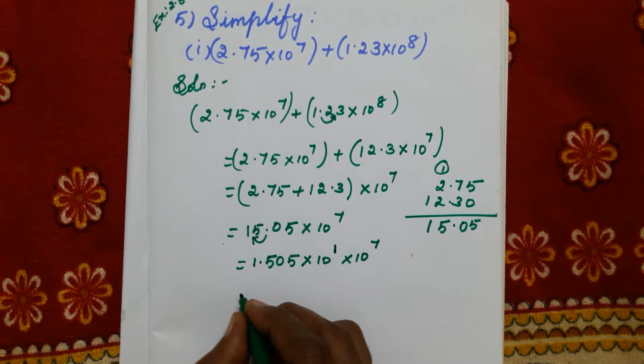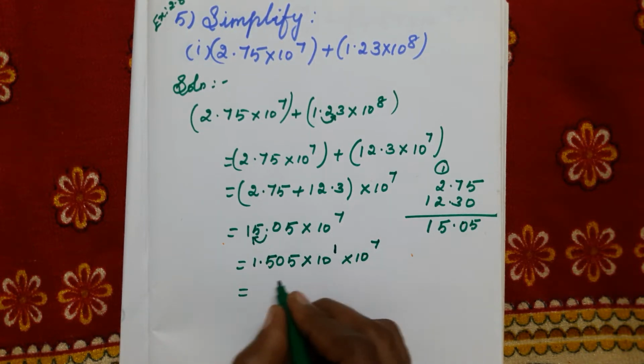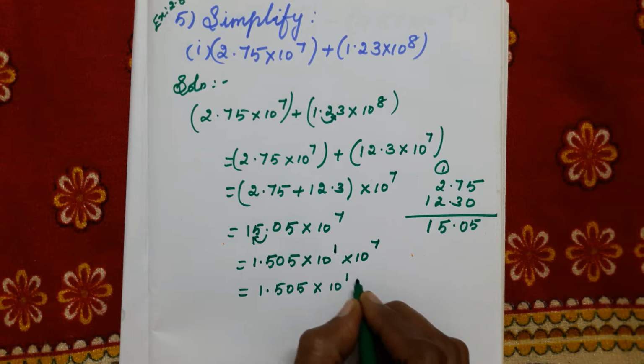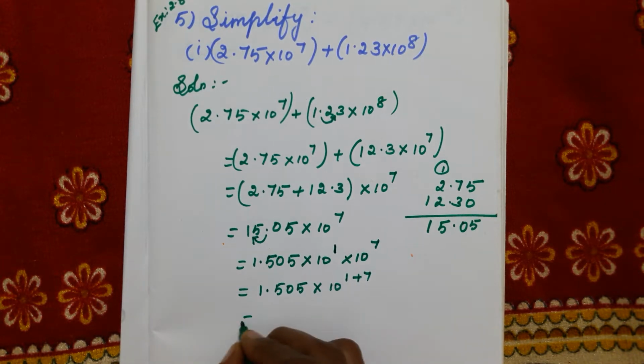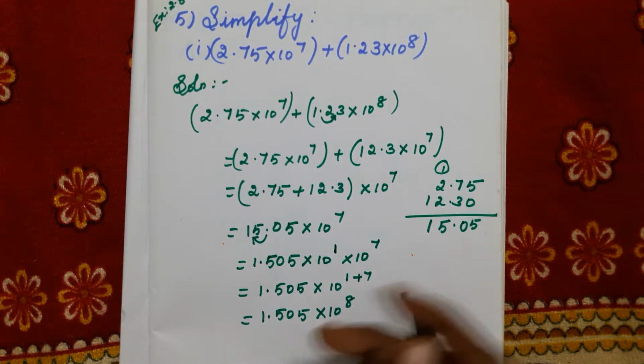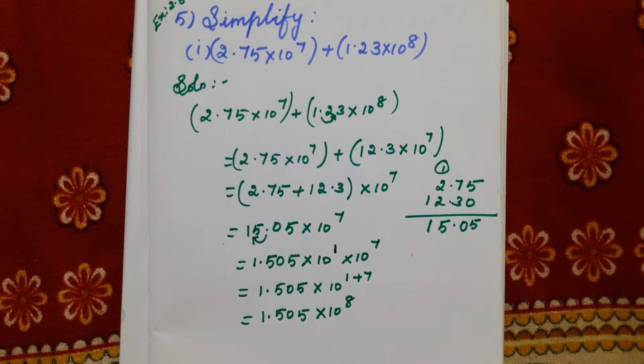Okay, so it's equal to 1.505 into 10 power 1 plus 7, which is equal to 1.505 into 10 power 8. This is the answer. Have you all understood this?